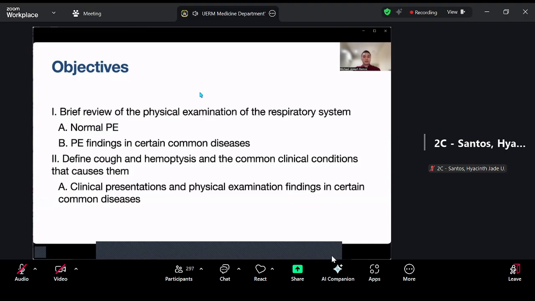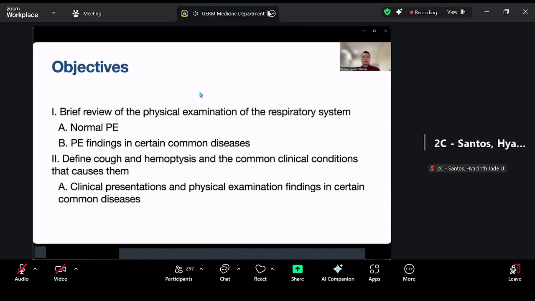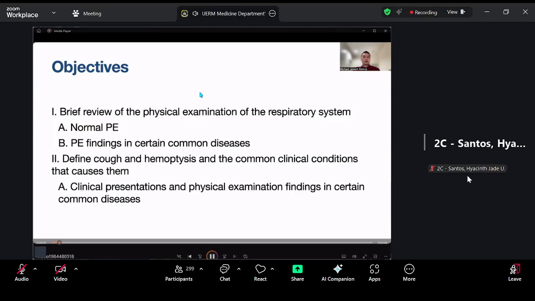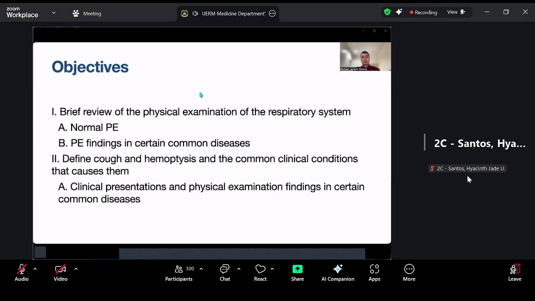So these would be our objectives for today, and I will be discussing the normal physical exam and PE findings for some common respiratory diseases. There are a number of common respiratory symptoms that can be discussed, but for the sake of this lecture, I will be focusing on cough and hemoptysis and their clinical presentation of the common diseases that can cause them. And at the end of this session, you should be able to recognize the common clinical conditions and their usual manifestations and physical exam findings.